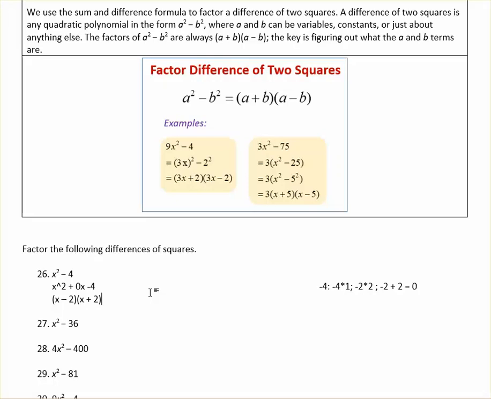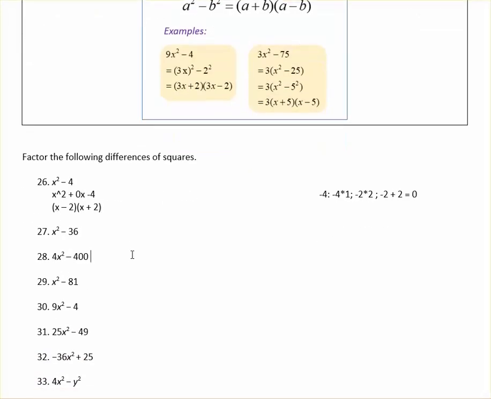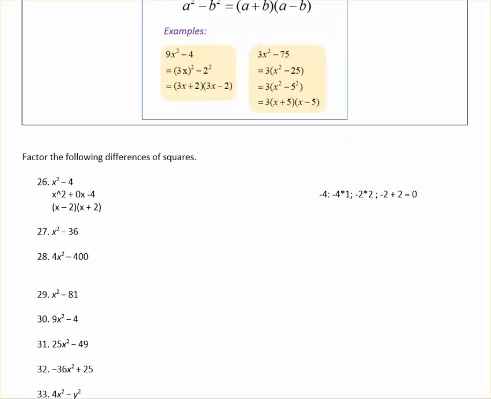The formula says that you can do this without having to figure out what factors add up to this or add up to that. If you have a perfect square minus a perfect square, then you can write it as the factor of the square root of one plus the square root of the other one times the square root of one minus the square root of the other one. All right, so the first thing to do is make sure that you have a perfect square minus a perfect square. We don't have that in 28.